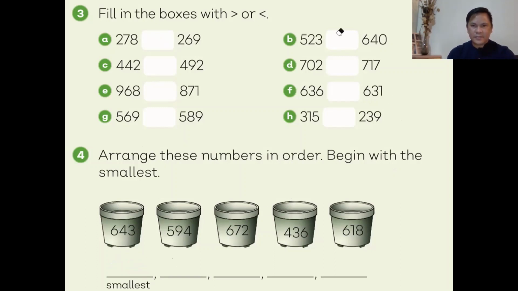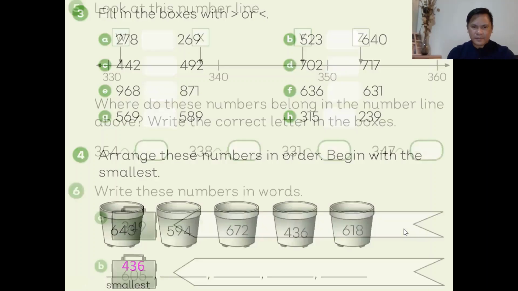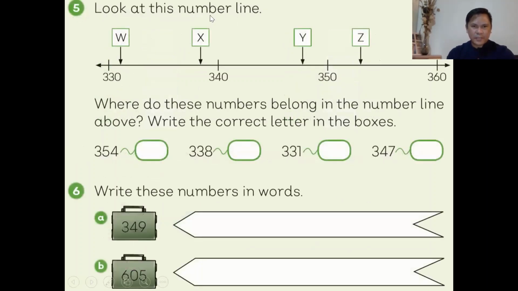Okay, next, let's go to the next one. Number 5. Look at the number pattern here. We have W, X, Y, and Z. W is 330. X is 340. Y is 350. And Z, 360. Where do these numbers belong in the number line above? So what letter? Write the correct letter in the boxes.